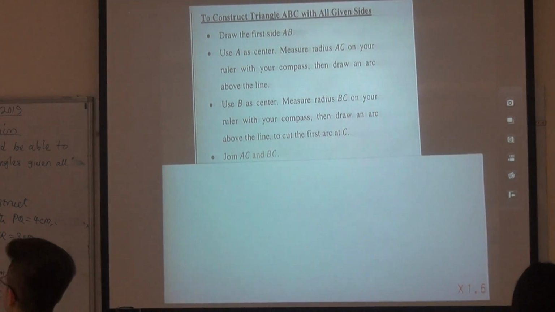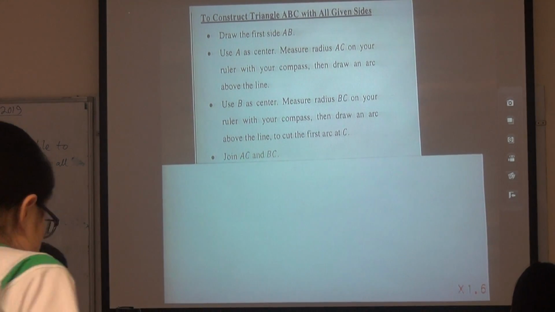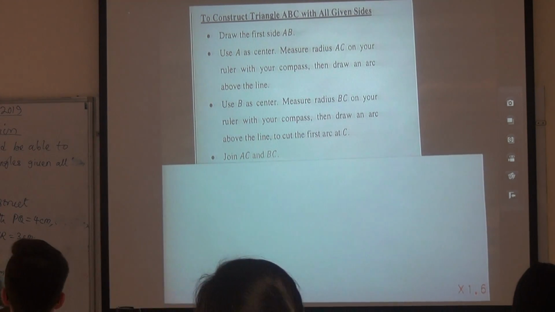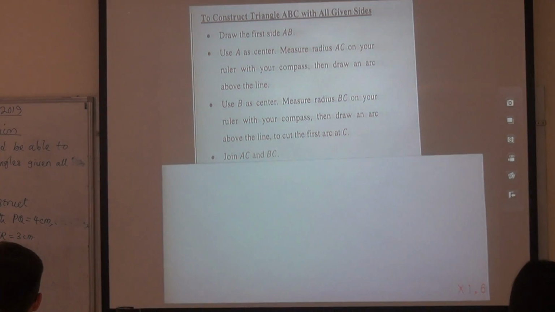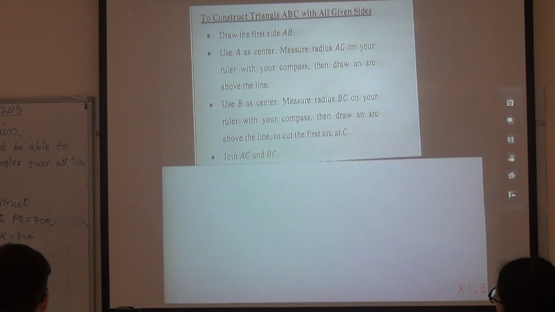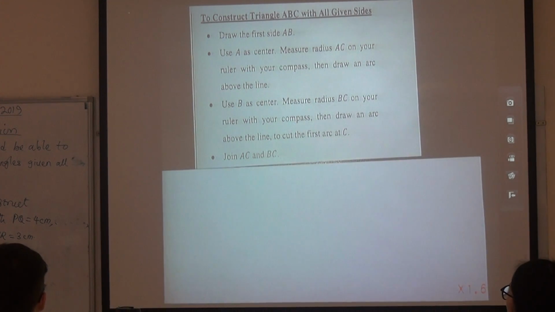So I'll demonstrate the first one with that. If you want to construct a triangle with all given sides, first draw one of the lines to start with. So I assume my first line is AB. Unfortunately, this was PQR, right? So let me just assume that is my PQR. Well, how about we just do ABC so it's not so confusing? Alright, I'll do the second one because it's ABC.